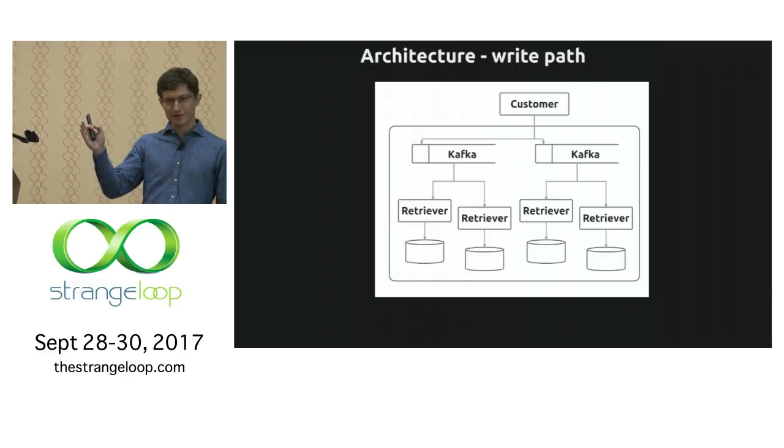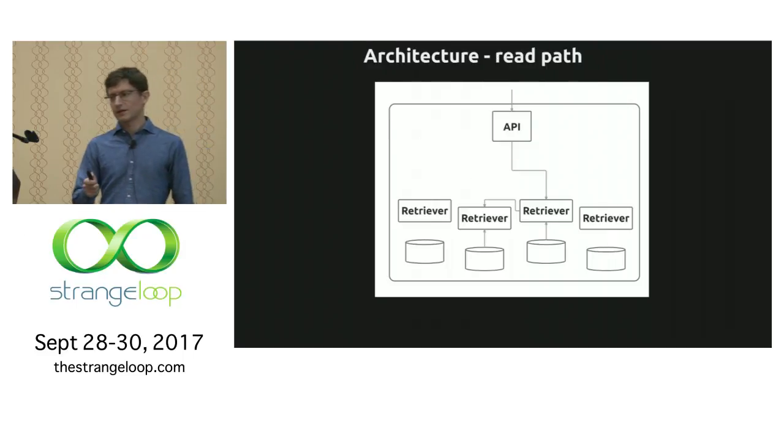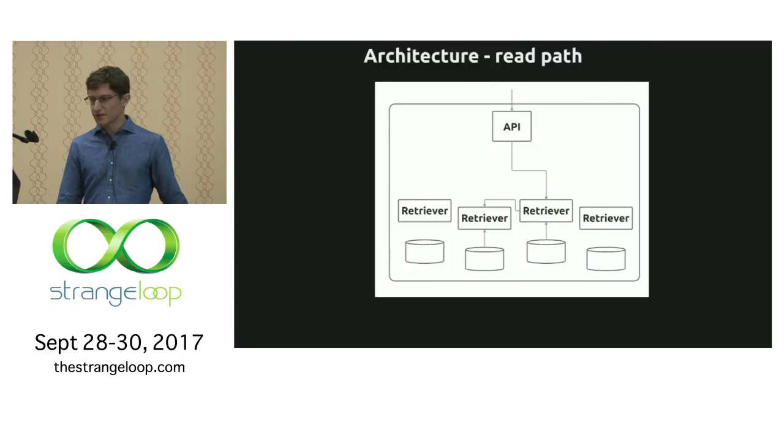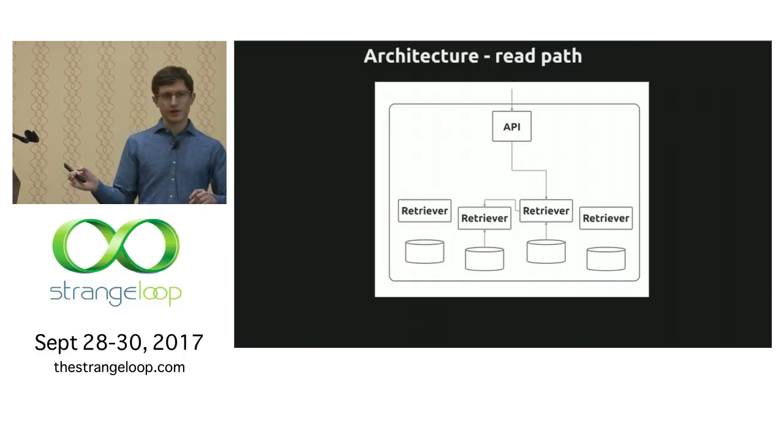Retrievers consume from Kafka. They receive all the events that come in and write them to disk. And we have retrievers operating in pairs like this. And then to read, a query is issued by our API. It's going to pick a retriever to run the query. It'll issue the query to that retriever. That retriever will fan out the query to other retrievers that have the data it needs. They'll compute the results and send them back.